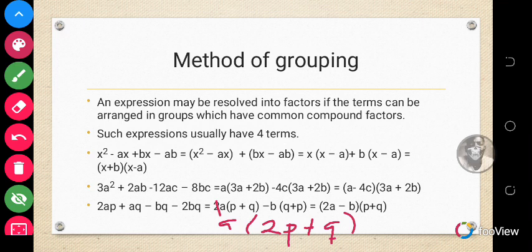Okay, and then we have minus b. So for this one, b is the common factor, so negative b comes out, and then we have q plus p.